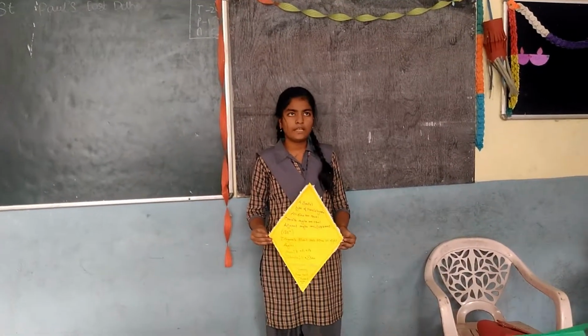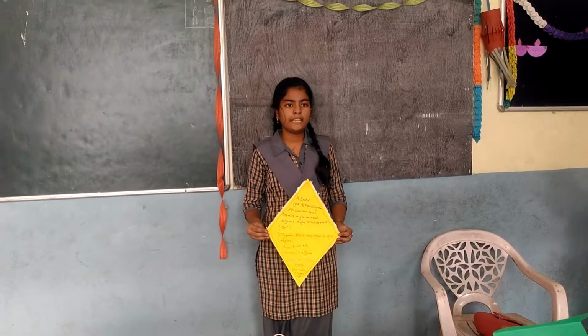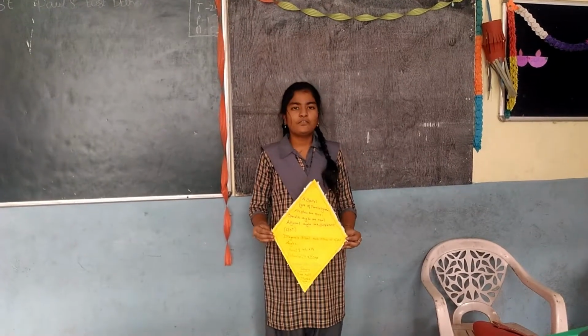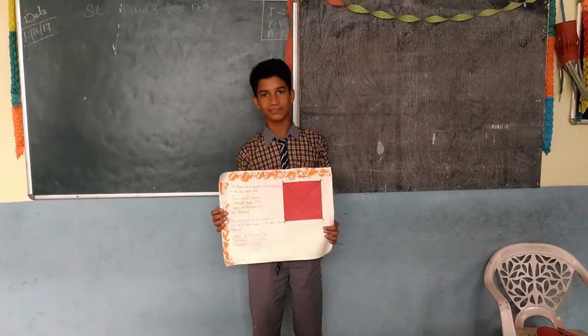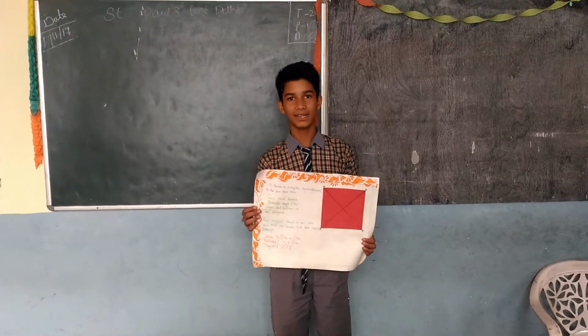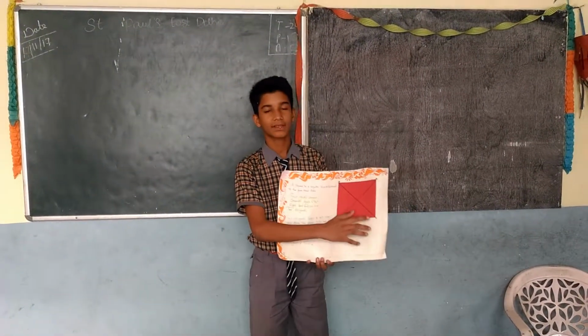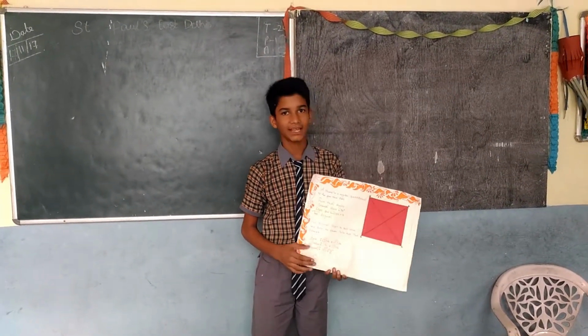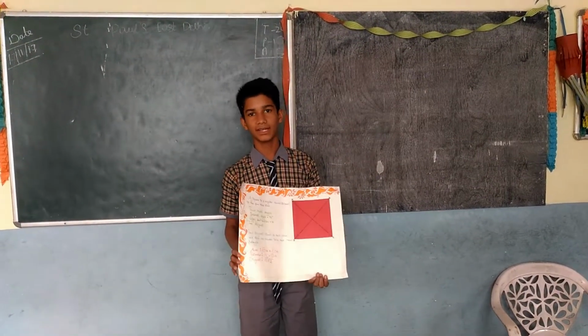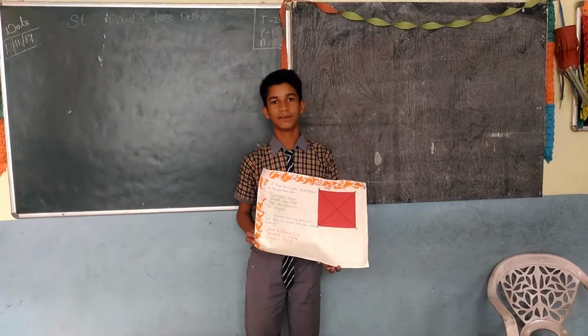My four sides are equal, opposite angles are equal, and diagonals bisect each other. Example: baseball diamond, etc. My area is 1 upon 2 into D1 into D2 and my perimeter is 4 into side. I am a regular quadrilateral. I have 4 equal sides and 4 angles of 90 degrees. My diagonals bisect each other, my area is side into side and my perimeter is 4 into side. My diagonal is root 2 multiplied by side.